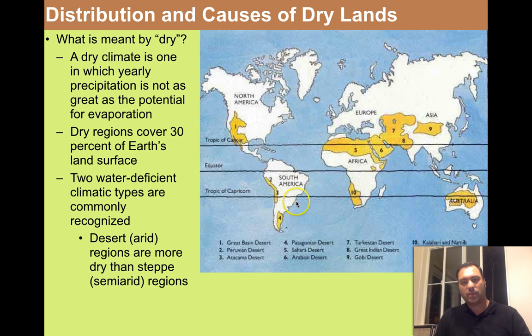Now, what do we have over here? We have, of course, the Amazon rainforest basin on this side. So why do we have rainforest over here, but we have deserts over here, which tend to be kind of opposites? We're going to explain that as we go forward. So two water-deficient climatic types are commonly recognized as the desert regions, which are arid, meaning really, really dry, and which are more dry, I should say, than steppe or semi-arid regions.